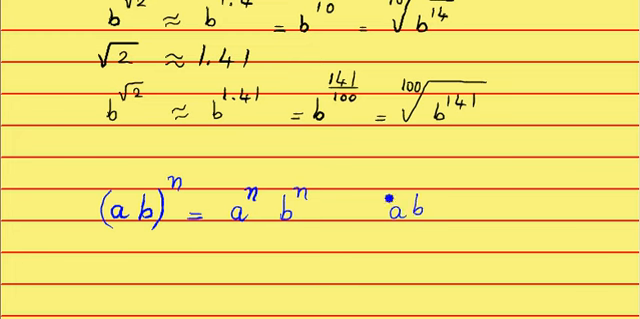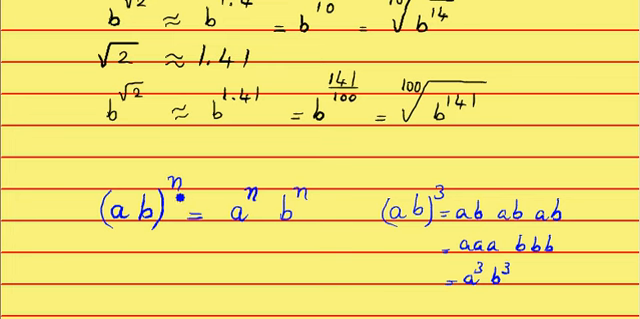Suppose I had AB cubed. Well, that means AB times another AB times another AB. Now I might as well put all the A's next to each other and all the B's next to each other, and now I have A cubed, B cubed. So the reason that you can do this is partly explained here.